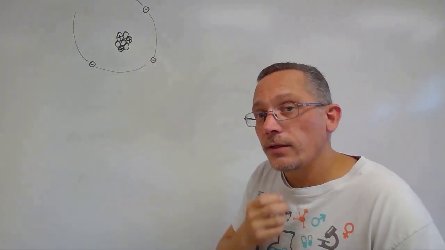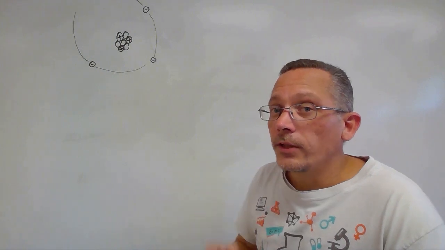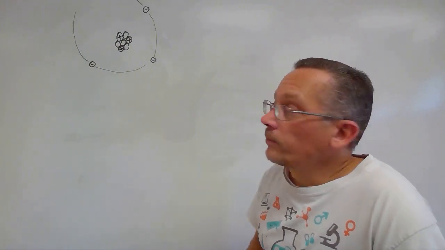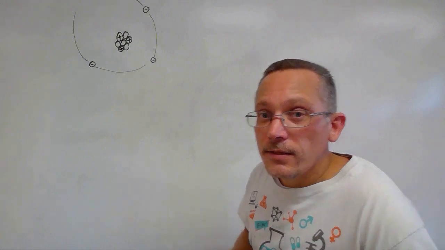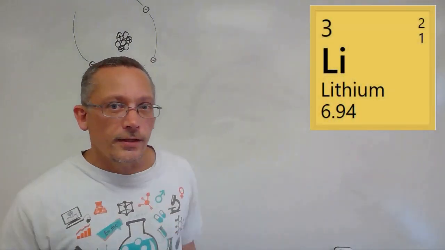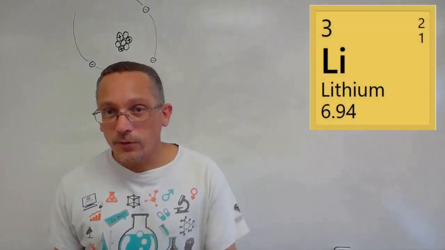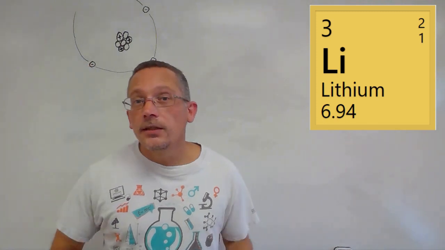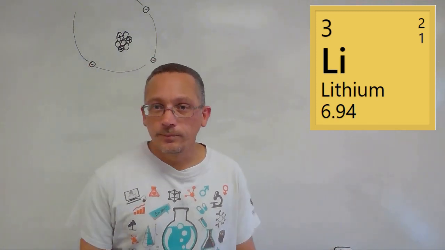So let's go to the periodic table and look at which element is atomic number 3. That element is lithium. Lithium is atomic number 3. So this atom that I've drawn here is a lithium atom.